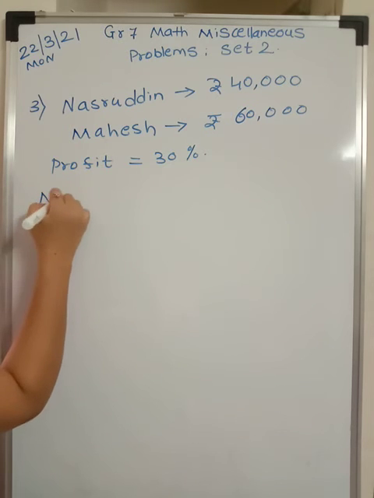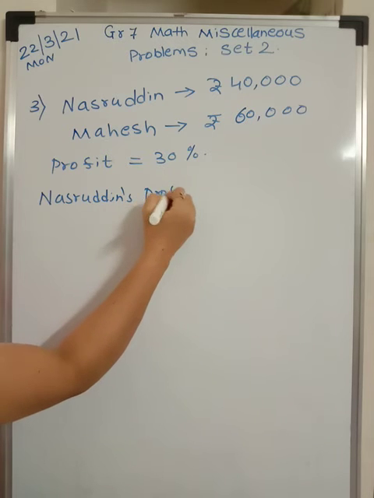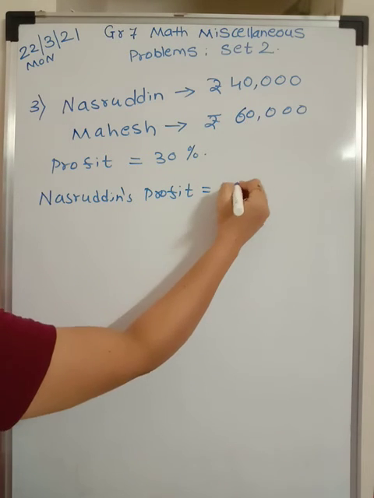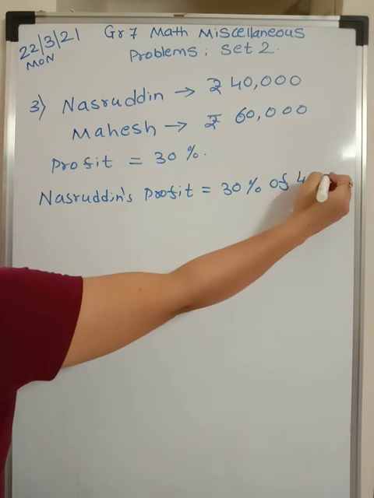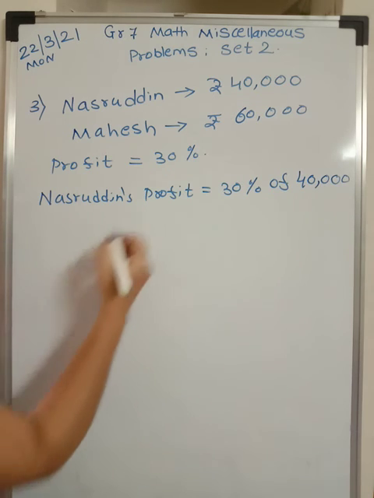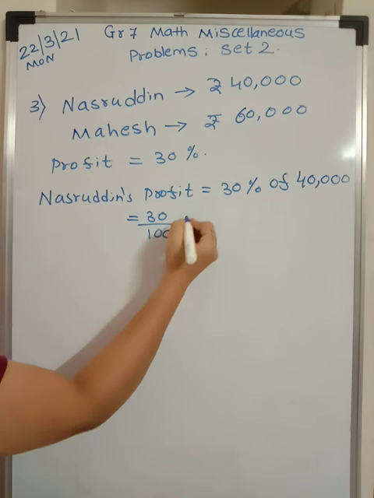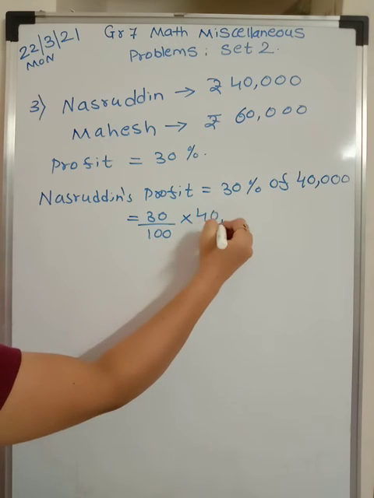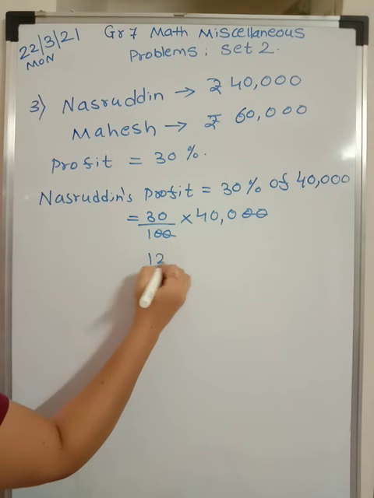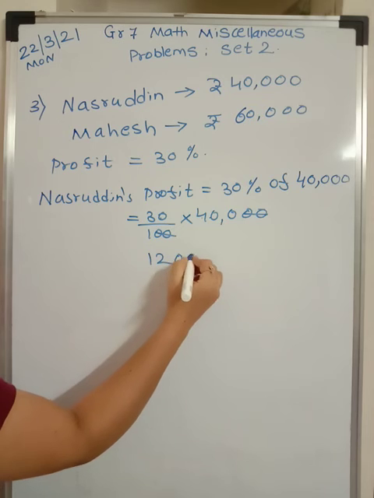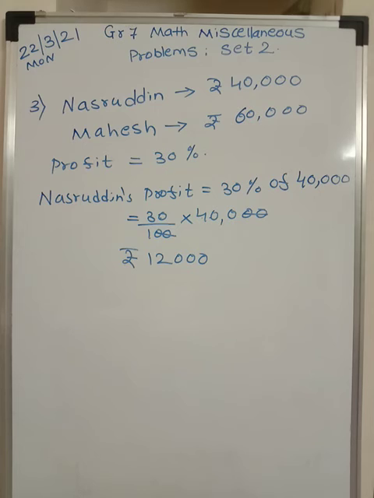So Nasruddin's profit is 30% of how much he has invested. From that he will get 30%, isn't it? So this is equal to 30% means 30 upon 100. Of means multiply, and 40,000. 2 zeros, 2 zeros. 3 fours are 12. 1, 2, 3. So Nasruddin got rupees 12,000 as his profit.